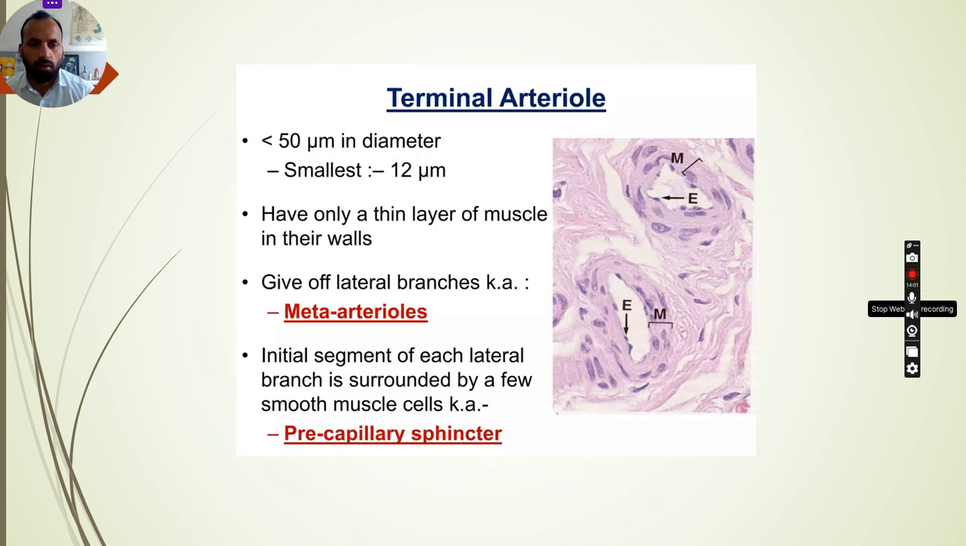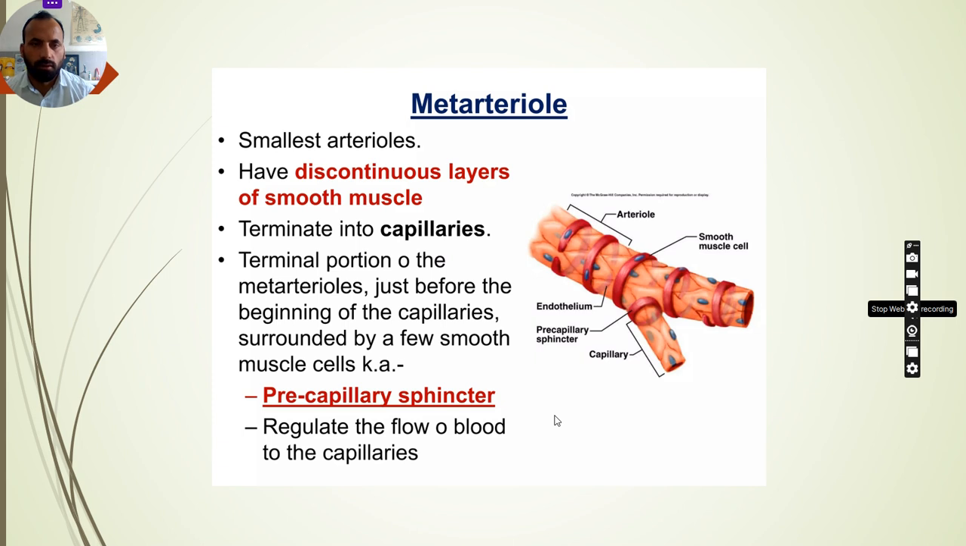Terminal arterioles basically have a diameter of less than 50 microns, the smallest being 12 microns, and they have only a thin layer of muscle in their walls. When these terminal arterioles branch off, they are called meta-arterioles. Meta-arterioles are the smallest of the arterioles, and they have a discontinuous smooth muscle layer. These meta-arterioles will finally terminate into the capillaries.